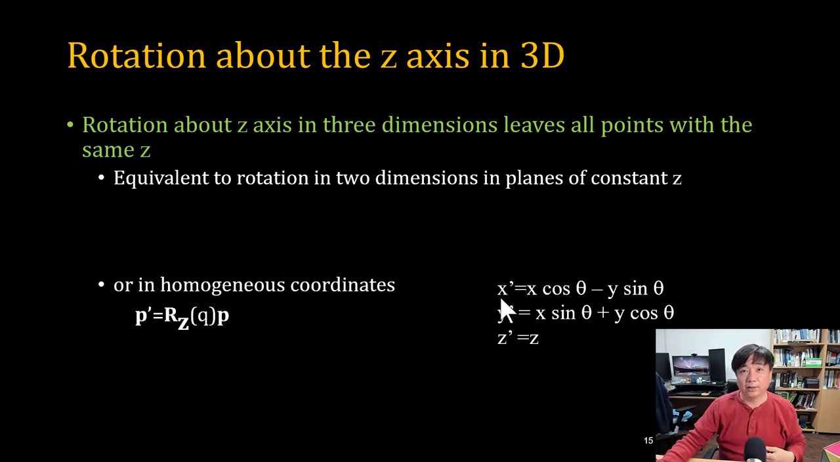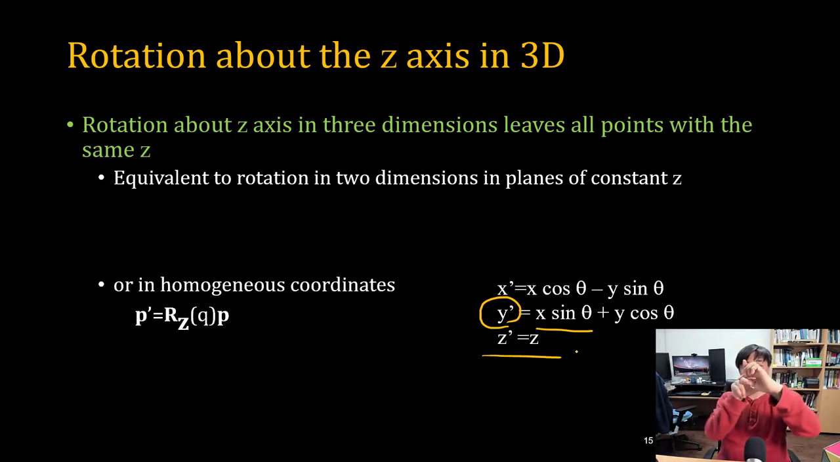The new x coordinate will be x multiplied by cosine theta minus y sine theta. The new y coordinate will be x sine theta plus y multiplied by cosine theta. So the z coordinate is not changed. Okay, so let's say the xy plane is here and the z axis is here. It is exactly the same as the 2D rotation.